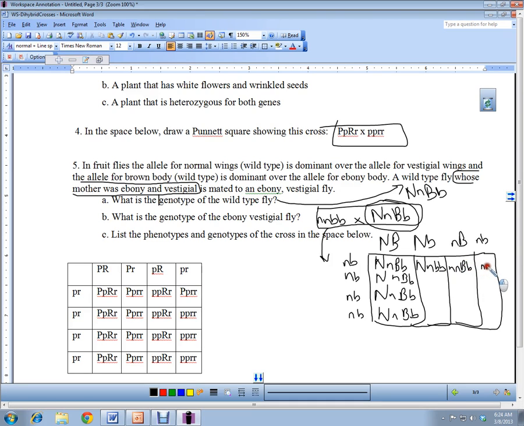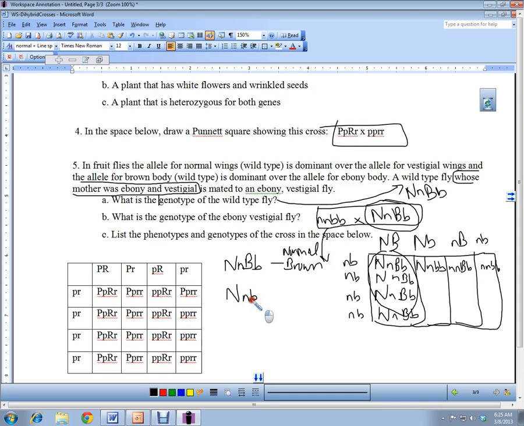So here we go. There's our homozygous recessive. So genotypes, we've got N. So there's one. This is this column. And what is the phenotype of this one? Well, it's wild type. So this one is, sorry about my writing, normal and brown, right? So that's one phenotype and one genotype.